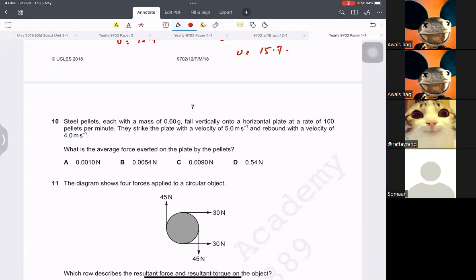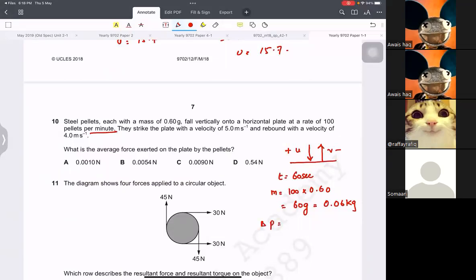Okay. So right now we have stone pellets falling with U, going up with V. If I take this as positive, I have to take this as negative. The time is 60 seconds because it's 1 minute, right? And there are 100 pellets. So the total mass is 100 times 0.60. So that has to be 60 grams. You can convert it to kg. So it will be 0.06 kg. Okay.